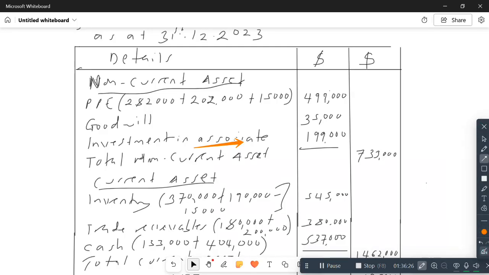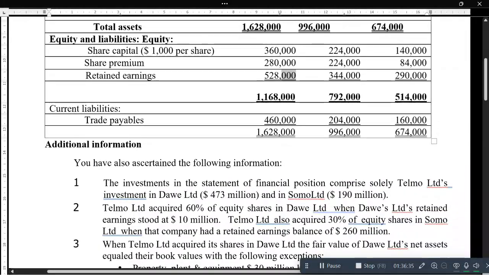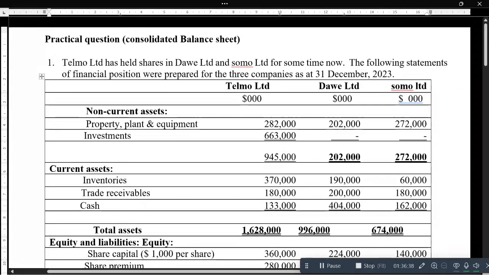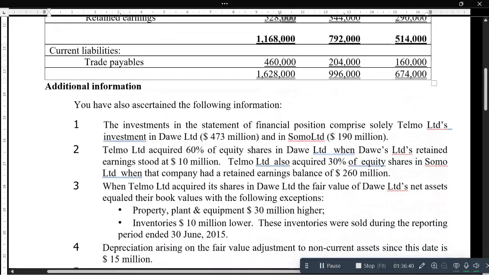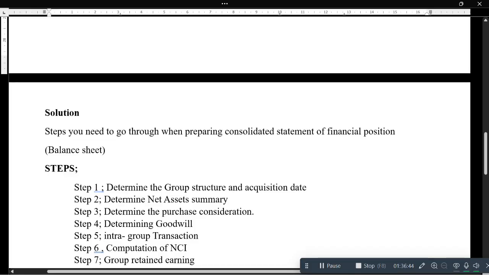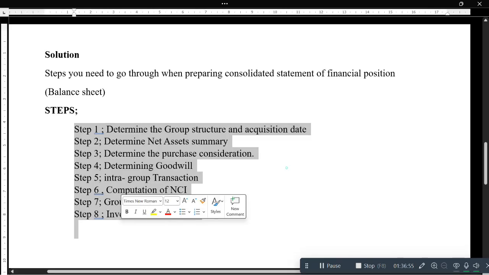Now, this question was a bit big. As we have seen, it has taken us some good time, but if you go step by step, at the end of the day, you will be able to do any number regarding consolidation of any statement. Could be the final balance sheet, could be profit or loss, or any statement. But when you are handling a consolidated statement of financial position or balance sheet, don't forget these steps. Try to go through as much as you can.